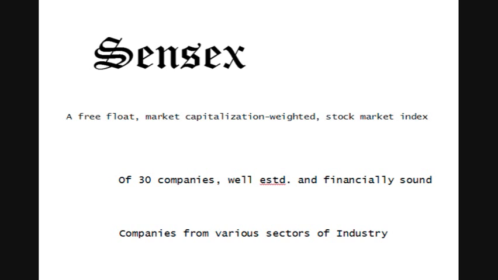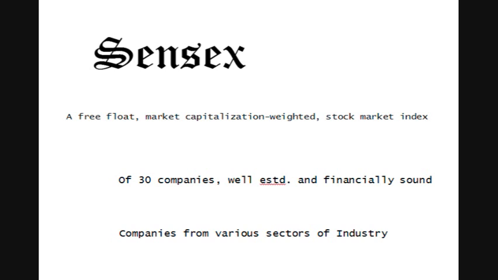I know a lot of stuff may have gone over your heads. However, as you will realize, we'll probably discuss it. You can dig further into it. It's not that much of a jargon. So, in fact, I'll take a couple of moments to simplify it for you guys. So, it's a free float market capitalization weighted stock market index of 30 companies that are well established and financially sound in India. And these companies are from various sectors. So it's a uniform mix.